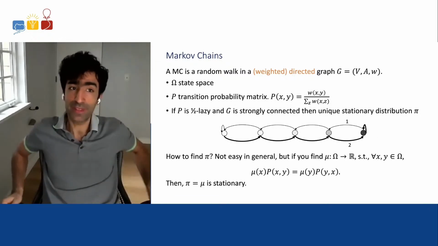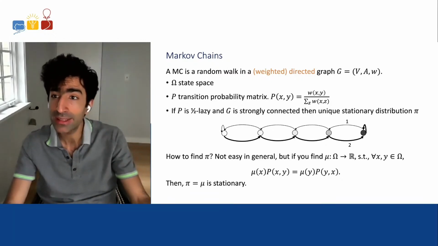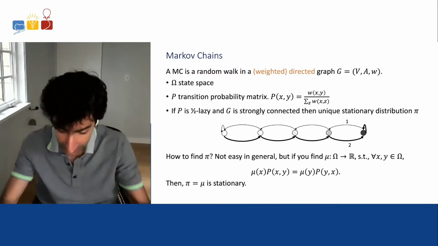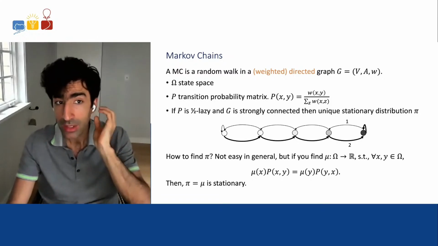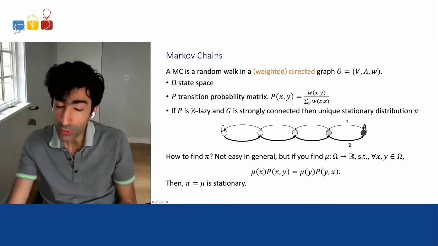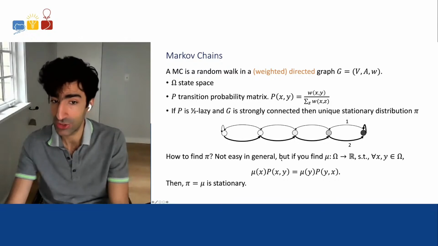Now, the difference with these general Markov chains is that it is much more difficult to find the stationary distribution. You cannot just look at the degrees and say that the stationary distribution is the degree over the summation of the degrees. But there is a special case. If you can prove an equation, then you can figure out the stationary distribution.